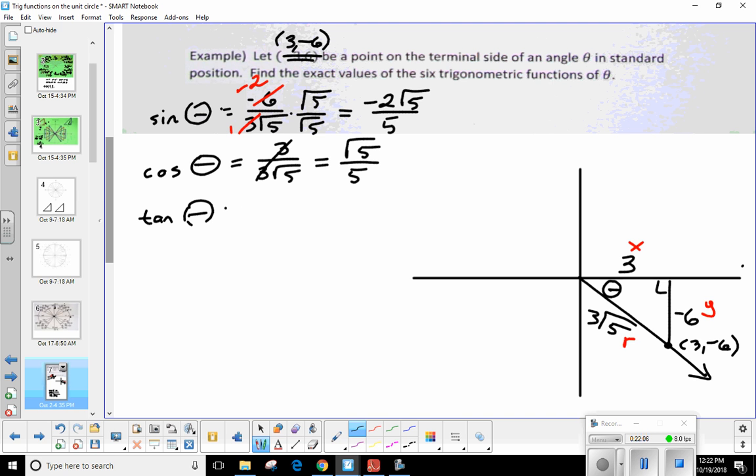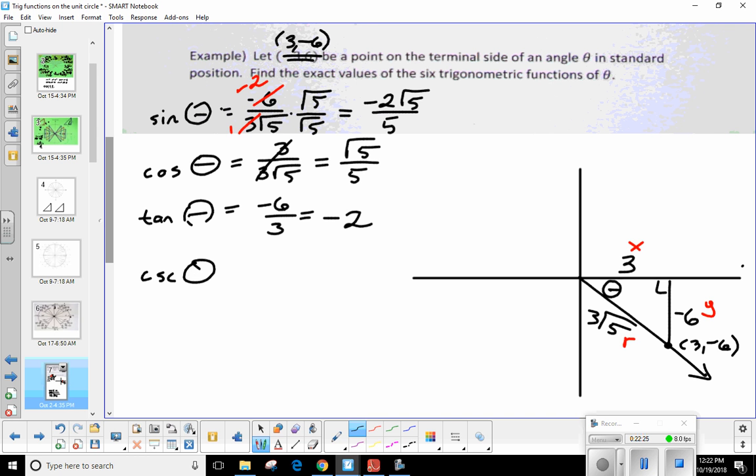Tangent of theta, that was y over x. So -6 over 3, which is just -2. That one we don't have to rationalize. The sides involved did not have radicals. Okay. And we just keep going.